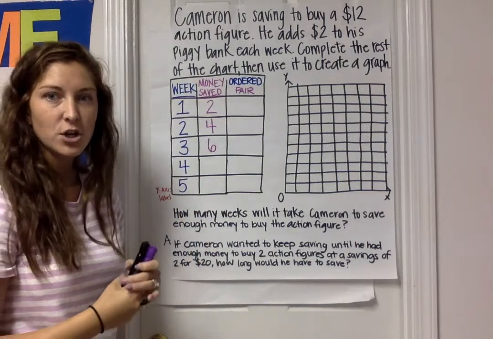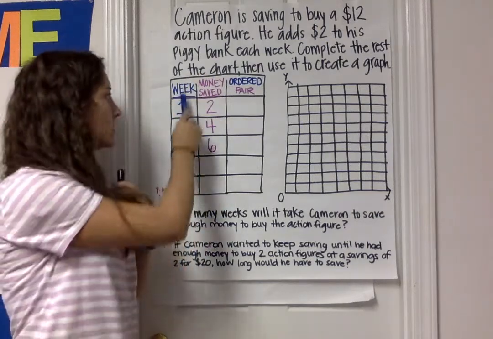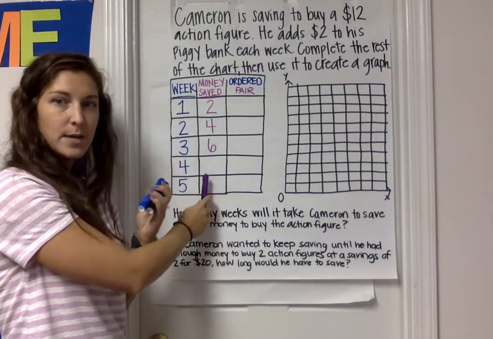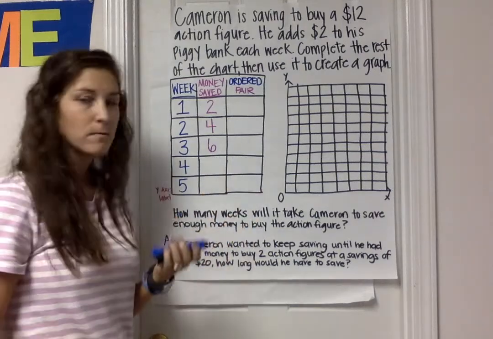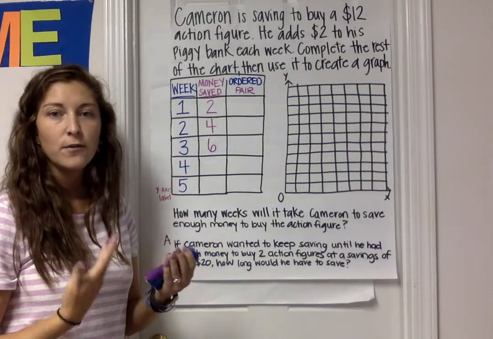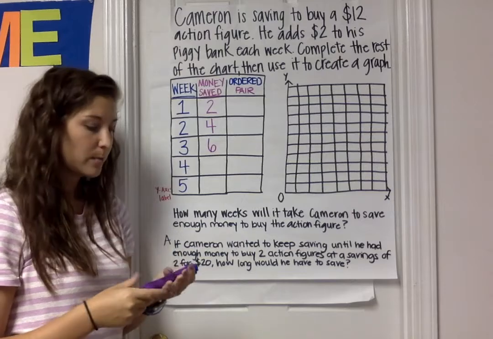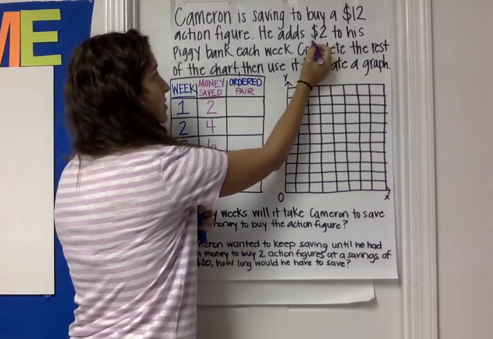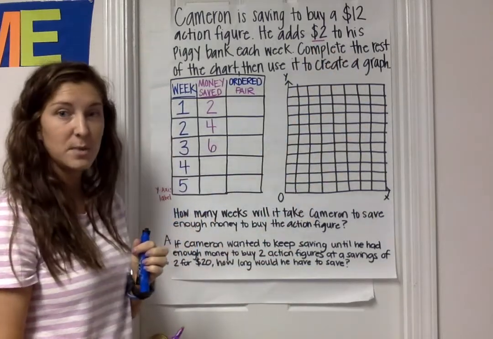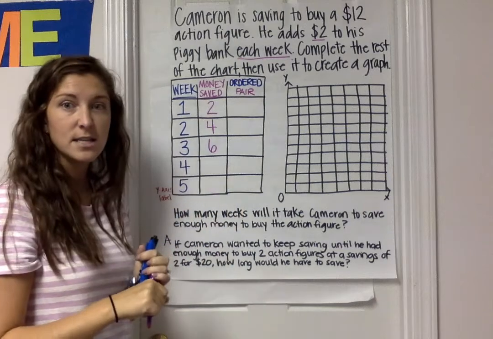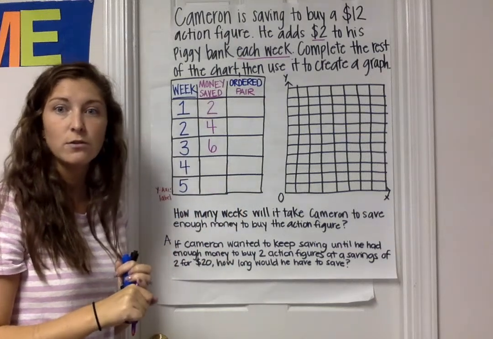And inside of the chart, I have the weeks listed in blue. I have the amount of money that he saved in pink. And then we also have a column for ordered pairs. The first thing that we're going to do is look back in the problem and see where it says that he adds $2 to his piggy bank each week. So he does this each week. Each week he puts back $2.